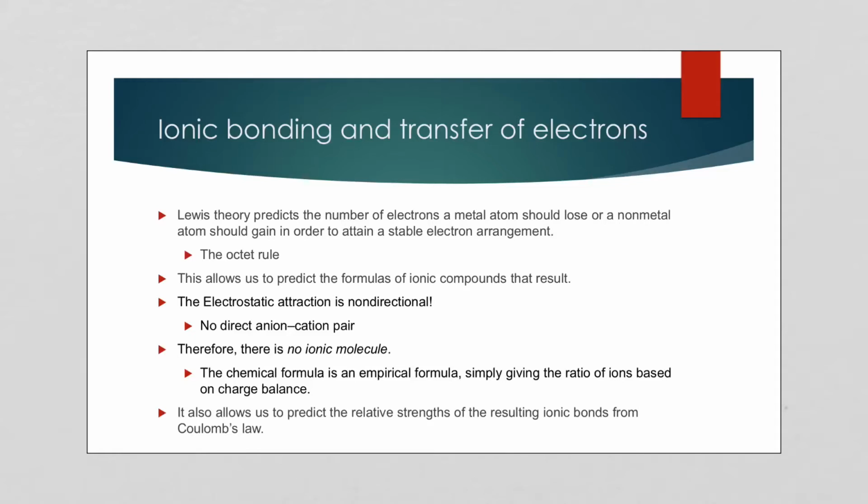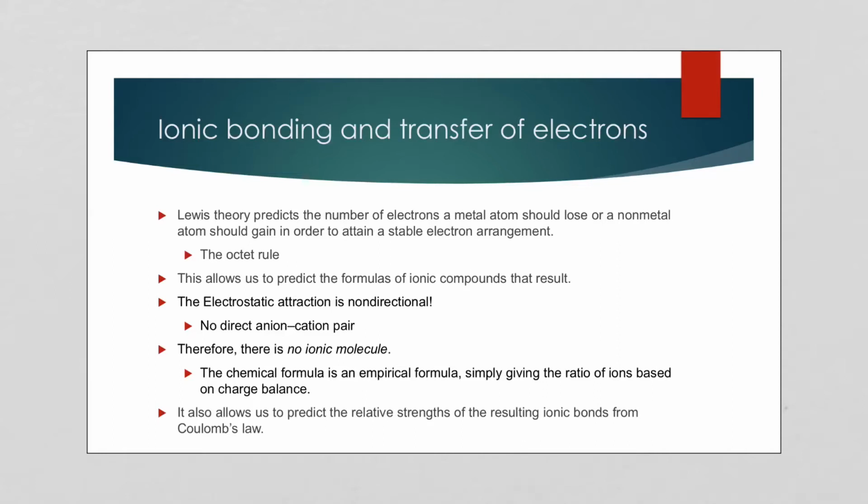So first of all, let's just talk about some of the things that we think about ionic bonding. So if we think about Lewis theory and the idea that metal atoms will lose electrons and non-metal atoms will gain electrons in order to obtain a stable, noble gas octet environment, right? So that's the idea. So this allows us to do what we've already learned how to do, which is predict ionic compounds from formulas, right? Or predict the formulas of ionic compounds, right?